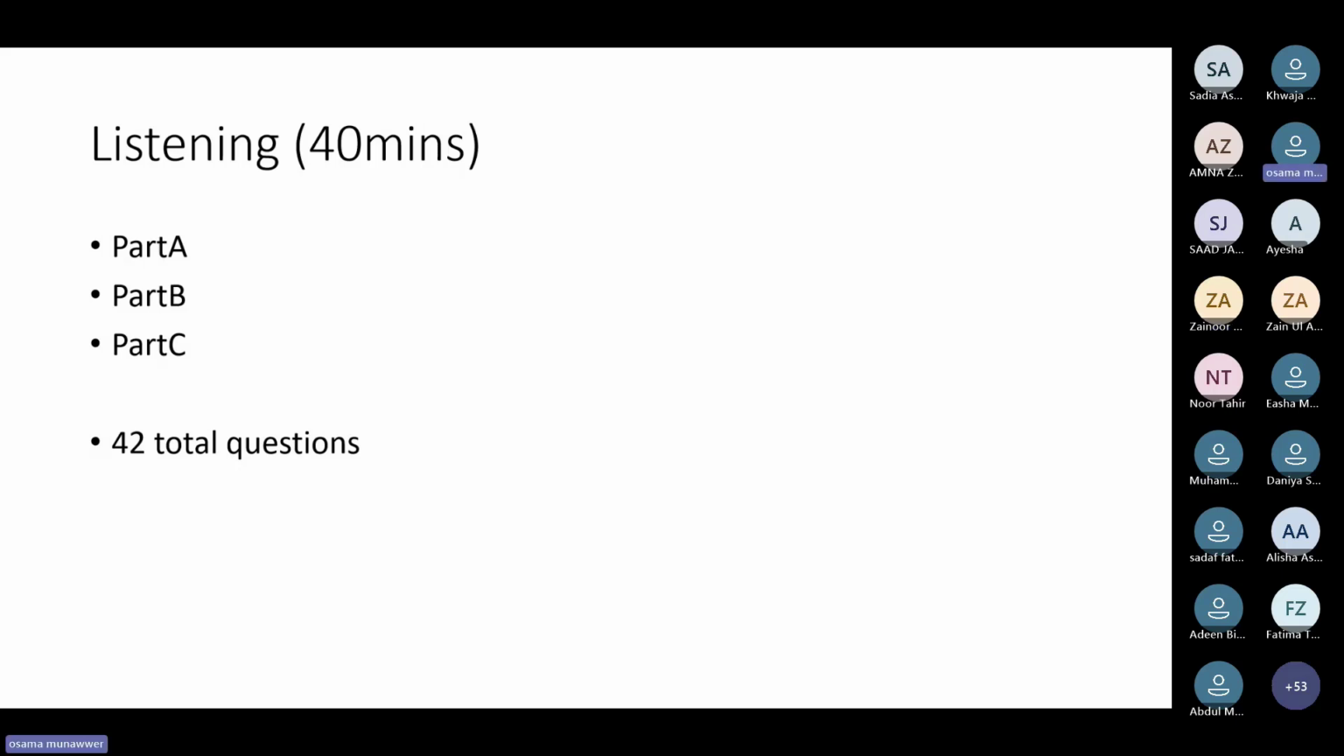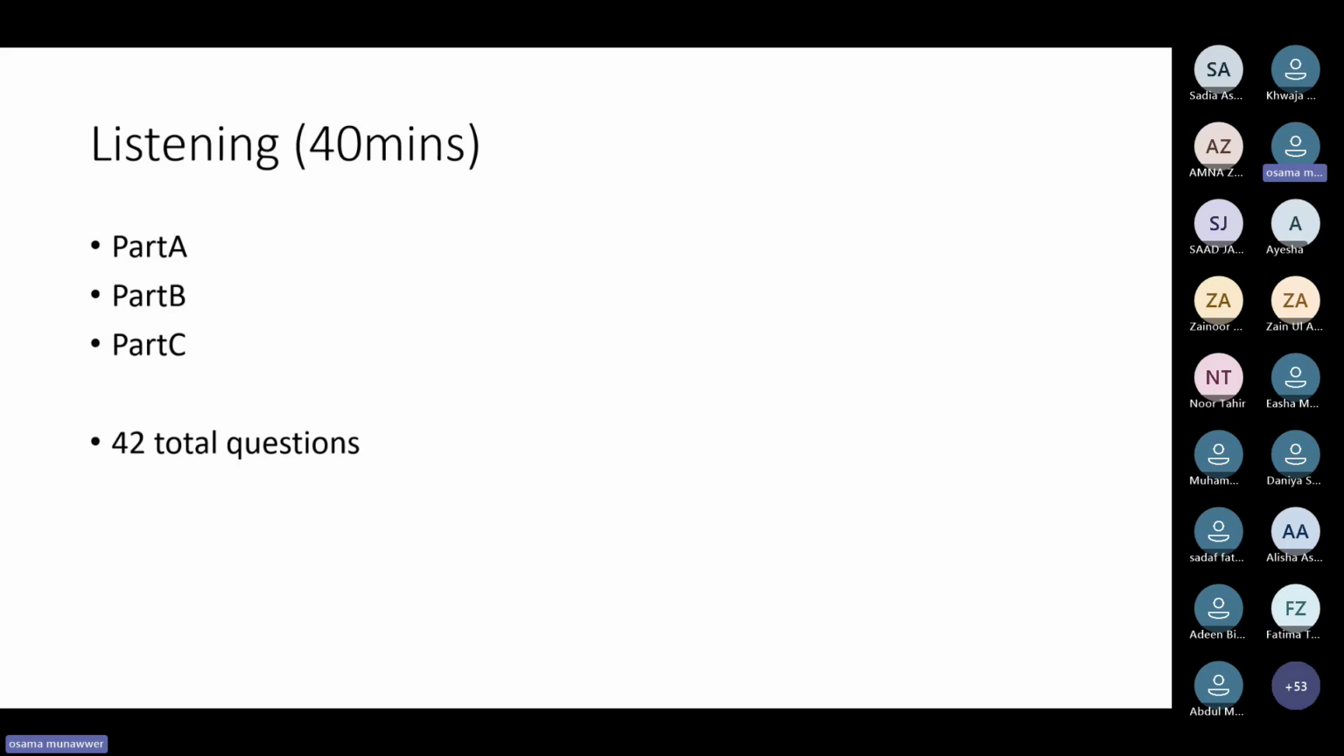So coming to listening, listening is basically a 40-minute exam, and you have 3 components, A, B, and C, with a total of 42 questions. If you want to get a 360, which is, I believe, the cutoff for the PLAB exam, MLE I think it's 300, but for PLAB I believe it was either 350 or 360, you need to get 30 out of the 42 questions correct. That will be about 70% correct answers, which will get you a 360.